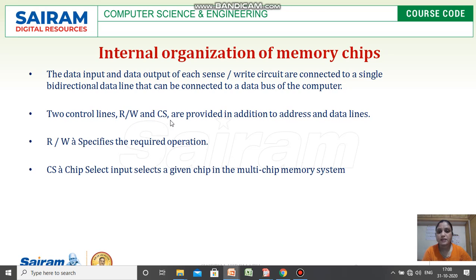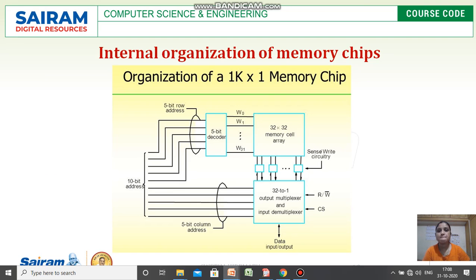Two control lines, read, write and CS, are provided in addition to the address and data lines. Read, write specifies the required operation, whether it is a read or write operation. CS is the chip select input, which selects the given chip in a multiple chip memory system. If the memory system consists of more than one chip, it is used to inform which chip is being selected at that particular point of time.